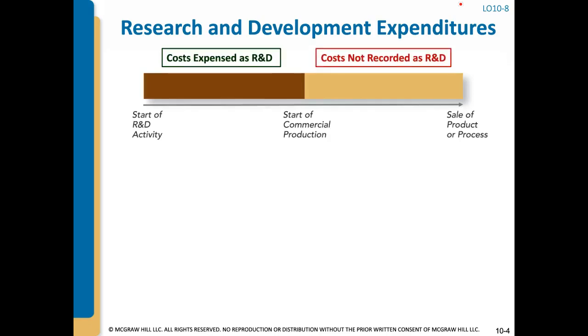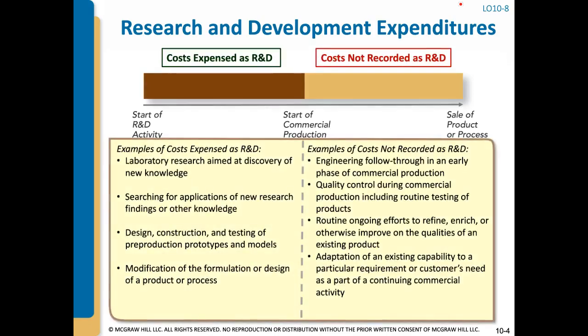Here's a kind of a timeline of costs that are expensed as R&D versus costs that are not expensed as R&D. And really the differential is this dotted line, and anything that is in the research and development phase is expensed. Once you have start of commercial production, and that's really the key, once production has started, then those costs are not considered R&D.